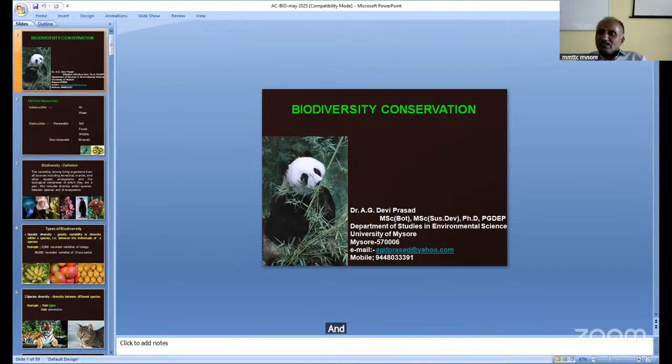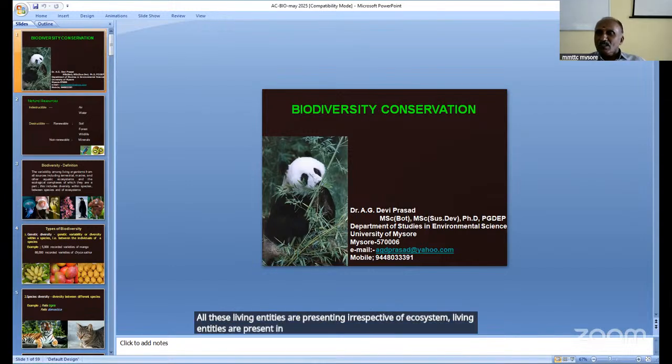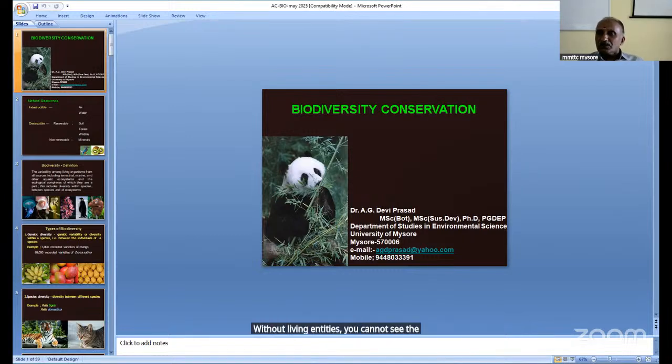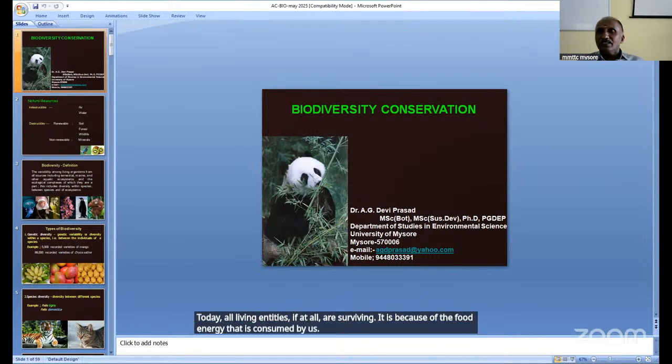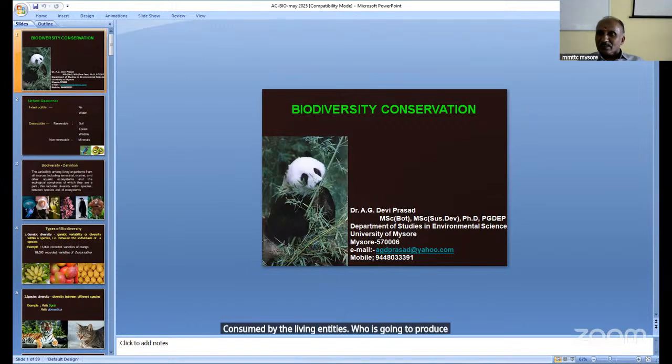Suppose you have one lake at your place and we have another lake here at Mysore. Though both are considered lakes, the flora and fauna, the plants and animals present in one lake differ from another lake. Irrespective of the ecosystem, living entities are present in it. Without living entities, you cannot see the functioning of an ecosystem. Today, all living entities survive because of the food energy they consume. Who produces this food energy? It is the green plants. During photosynthesis, they prepare the food energy.